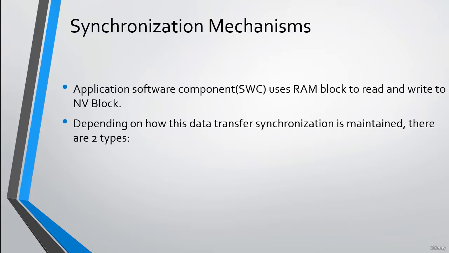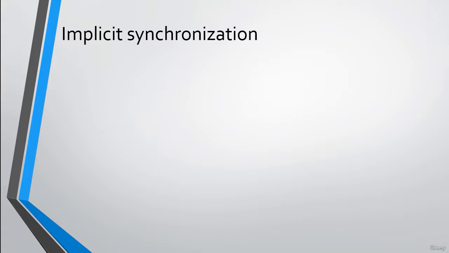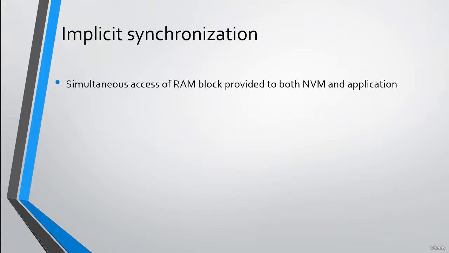So how do we synchronize? Depending on that, there are two types of synchronization. One is called implicit synchronization. The other is called explicit synchronization. Let's now discuss each of them. Implicit synchronization is the most simple form of synchronization. Here a simultaneous access of the RAM block is provided to both the NVM and the application. So both NVM and application have concurrent access to the RAM block.